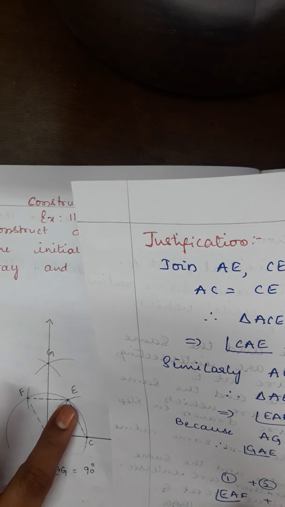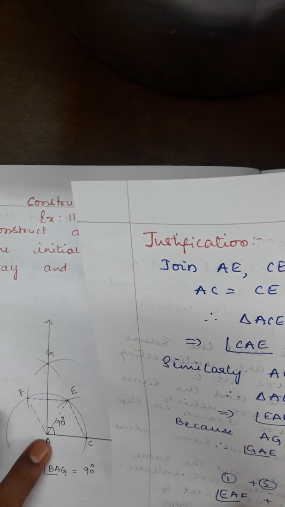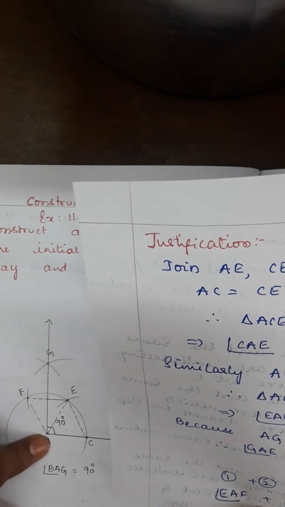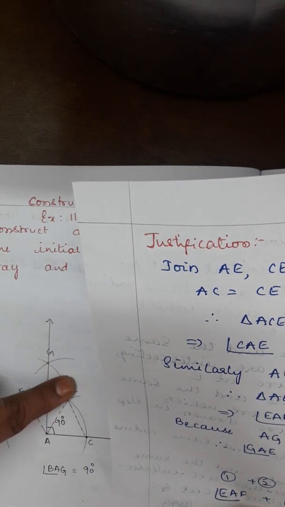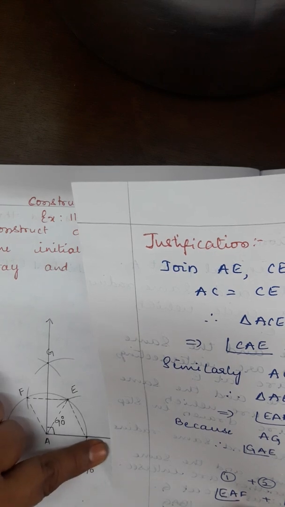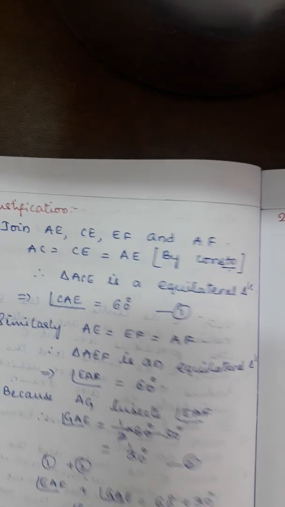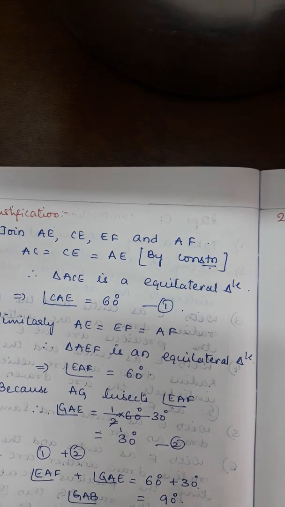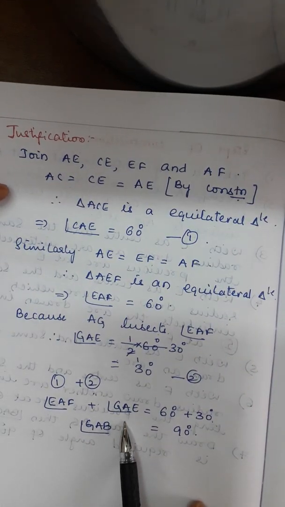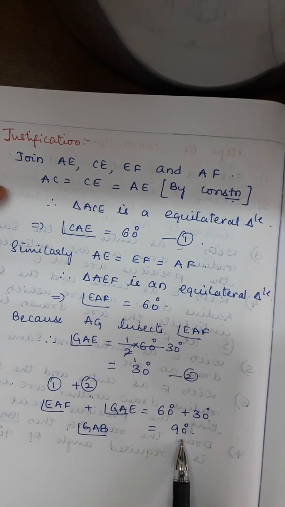As I said, this is your 60 degree, this is your 120 degree. Here AG is a line which is bisecting angle GAE. Therefore angle GAE is equal to half of 60 degree, that gives you an angle of 30 degree. So adding equation 1 and equation 2, that is EAF plus GAE is equal to 60 degree plus 30 degree, which gives you an angle of 90 degree. So this is how you have to go for justification.